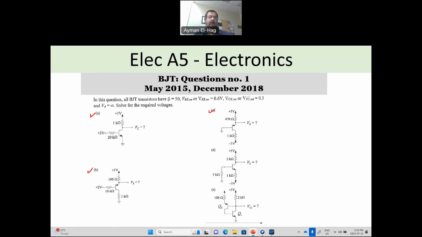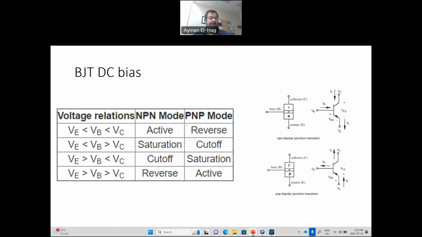But before we go there and solve the question, let's go for a bit of background on how to handle such a question. This is called a DC bias BJT question. There are two types of BJT, the NPN and PNP, as you see here. The main difference is in the direction of the current and the polarity. Everything is basically reversed. This is for the NPN, and this is for the PNP.